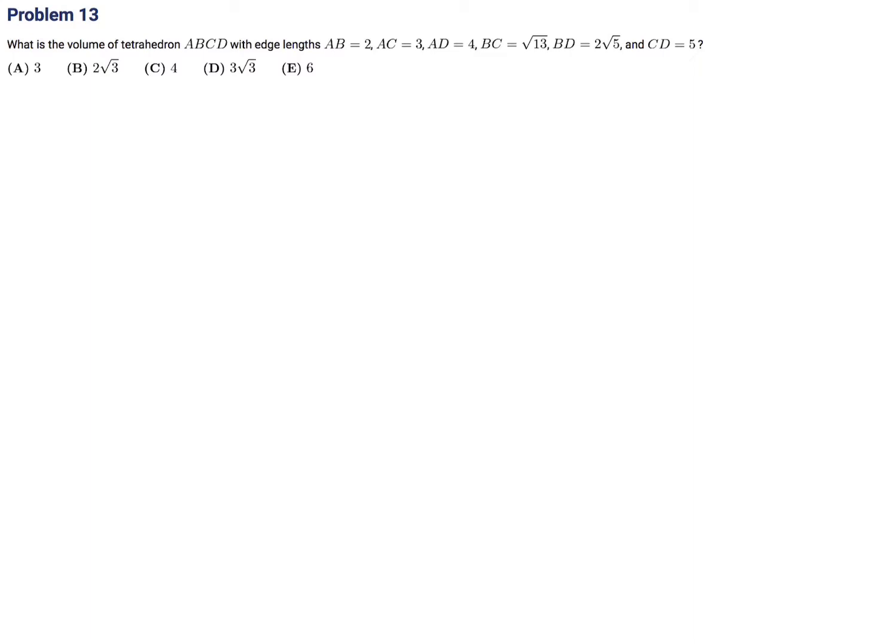What is the volume of a tetrahedron ABCD with edge lengths AB is equal to 2, AC is 3, AD is 4, BC is root 13, BD is 2 root 5, and CD is 5? Well, let's draw one, and let's see what we get. So let's just draw a tetrahedron. So here we go. And let's see if we can make this match. If we can get a bunch of right angles, that would make our life a lot easier.